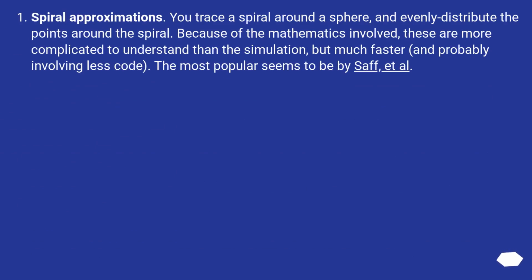Spiral approximations. You trace a spiral around a sphere, and evenly distribute the points around the spiral. Because of the mathematics involved, these are more complicated to understand than the simulation, but much faster, and probably involving less code. The most popular seems to be by Saff et al. A lot more information about this problem can be found here.